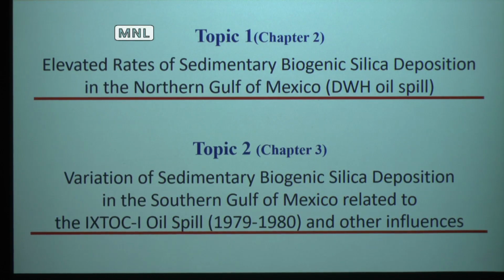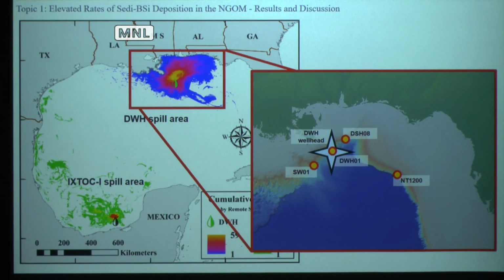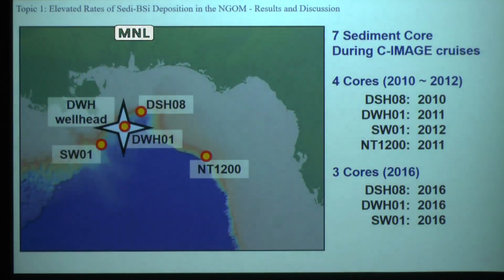So in this presentation, I will talk about two topics, which are chapters 2 and 3 in my thesis. Topic 1 is elevated rates of sedimentary biogenic silica deposition in the northern Gulf of Mexico. And topic 2 is the variation of sedimentary biogenic silica deposition in the southern Gulf of Mexico related to the IXTOC-I oil spill and other influences. So now I will present topic 1 first. Topic 1 is more focused on the northern Gulf of Mexico and the Deepwater Horizon oil spill. The research site of topic 1 is the Deepwater Horizon oil spill influenced area in the northern Gulf of Mexico. And I used 7 sediment cores collected during the C-IMAGE cruises in 2010 to 2012 and 2016.